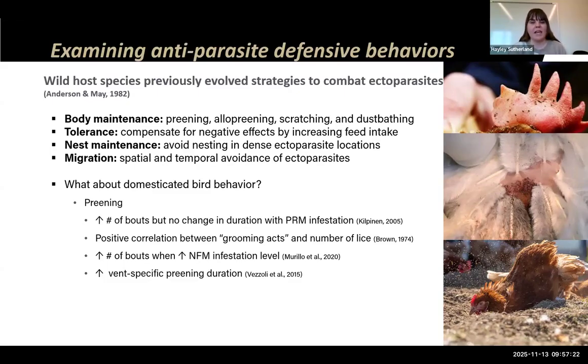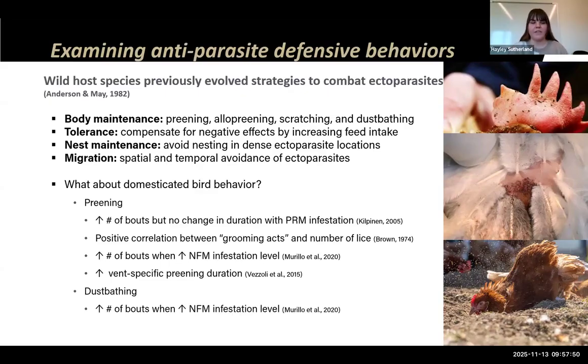When it comes to lice with laying hens, there is a positive correlation between grooming acts and the number of lice. So the more lice you have, the more you're grooming. Looking back at northern fowl mites, there was an increase in the frequency of preening when there was an increase in the infestation level. So again, more mites is going to mean more preening. And there's also an increase in vent-specific preening duration. So not only are they going to be preening more, but they're going to be specifically targeting the areas where their ectoparasites are residing.